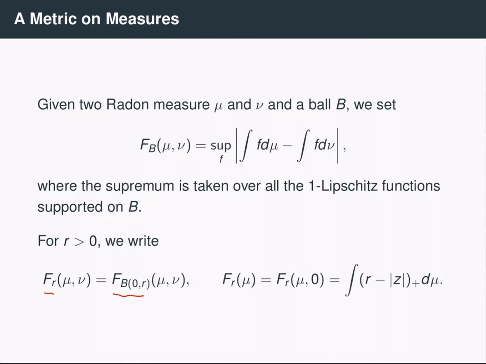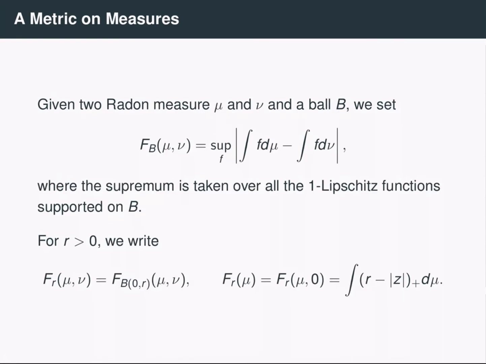In other words, F sub r is going to denote the distance between two measures in the ball centered at 0 of radius r. And when given a single measure mu, we're going to write F sub r of mu to denote the distance from mu to the 0 measure inside the ball of radius r. Now, in this case, one can actually figure out what the 1-Lipschitz function supported in this ball is that achieves the supremum in the definition of F_r of mu, 0. And it's going to equal the positive part of the radius of the ball minus the norm of z.